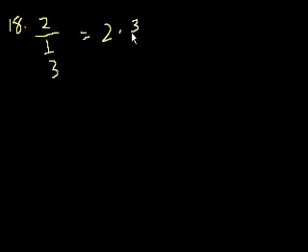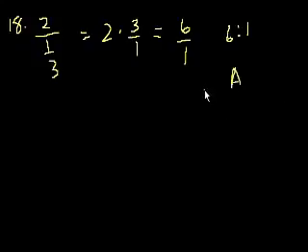Next question, 18. The ratio 2 to 1/3. So they're saying the ratio of 2 to 1/3 is equal to 2 divided by 1/3, which is equal to 2 times 3 over 1, which is equal to 6 over 1. So 2 to 1/3 is the same thing as the ratio of 6 to 1, which is choice A. Another way to think about it is 2 is 6 times 1/3, and 6 is 6 times 1. Same thing. So 18 is A.